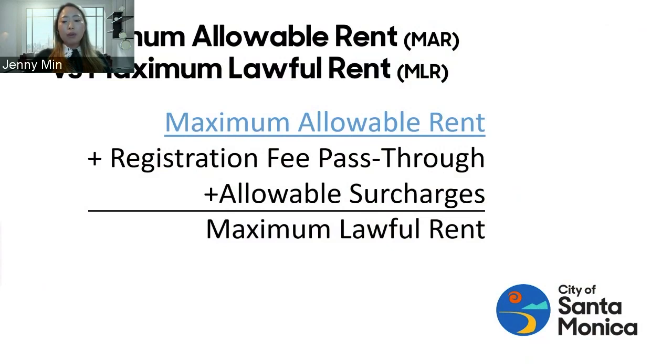The maximum lawful rent, which is the maximum amount that can legally be charged for a rent-controlled unit, is composed of three things, which are the maximum allowable rent, registration pass-through, and allowable property tax surcharges. In order to be able to take the annual increase, tenancies need to be properly registered with us. If a tenancy is properly registered, the MAR we have on record would be accurate, and tenants and property owners may call us and request that information. Next slide.